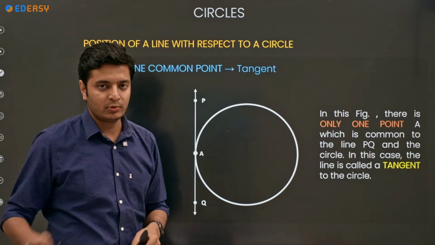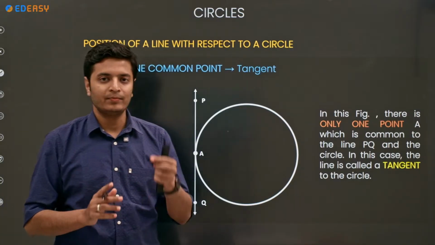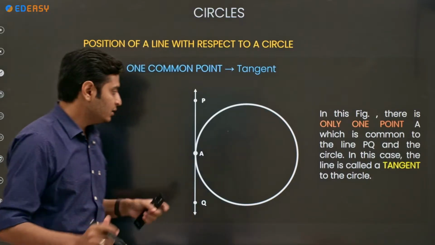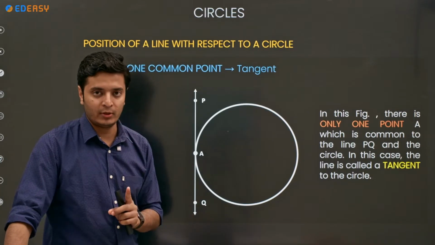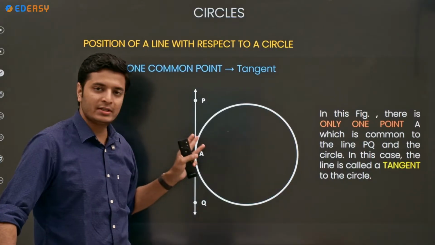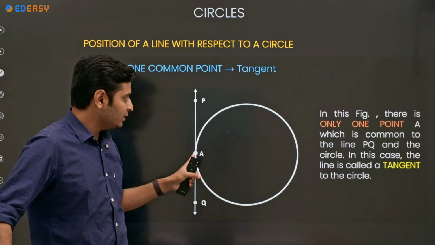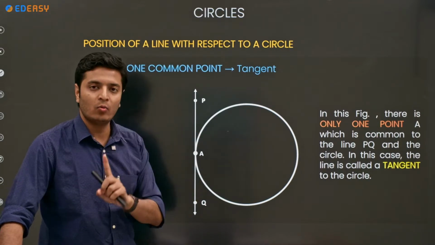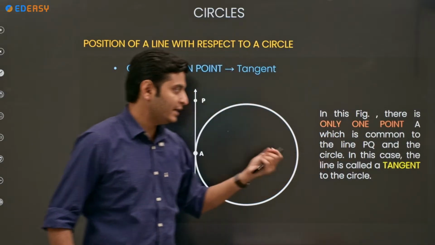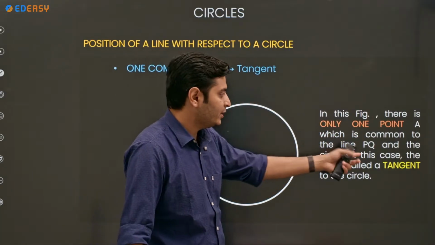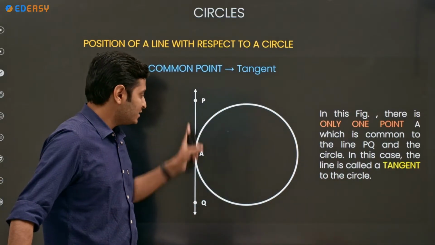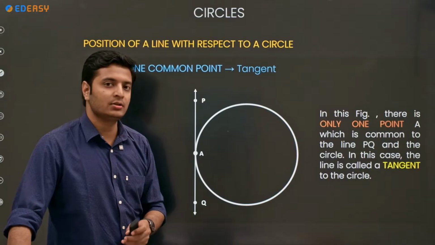Now, one very special type of case is when a line is meeting the circle only at one point. Suppose you are having a circular shape and a line is just touching the circle, then they will be having only one common point, or point of intersection. In this figure you can see line PQ is meeting this circle only at one point, point A. So in this figure there is only one point A which is common to the line PQ and the circle. So in this case we are gonna call this line a tangent to the circle.